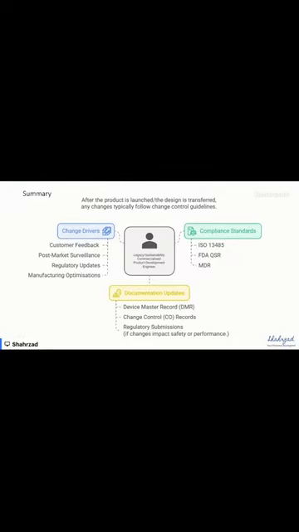And this is just a quick summary of what a sustainability or legacy or commercialized product development engineer would do. The change drivers are customer feedback, post-market surveillance, regulatory updates, manufacturing optimizations, and the rest, compliance standard and documentation updates. We discussed that a lot today.